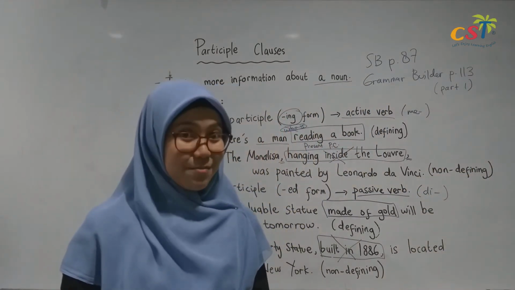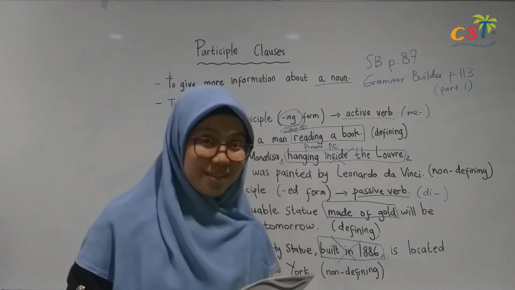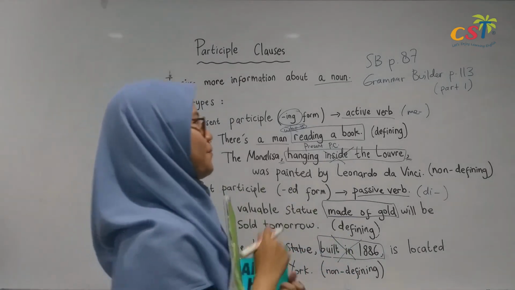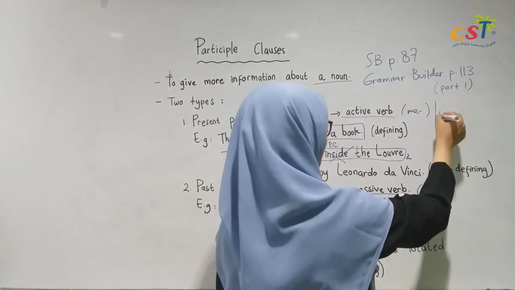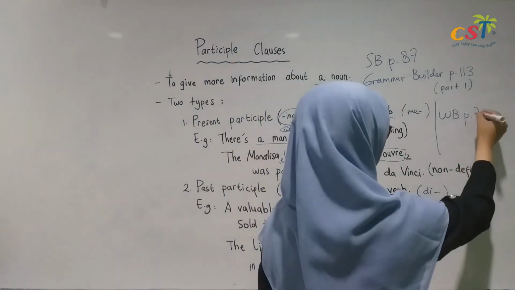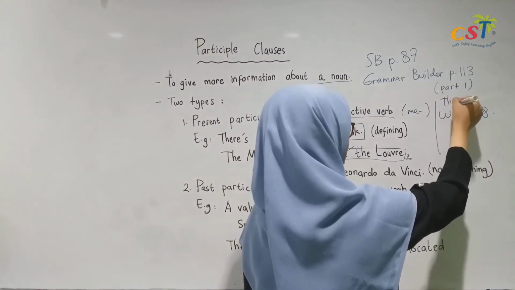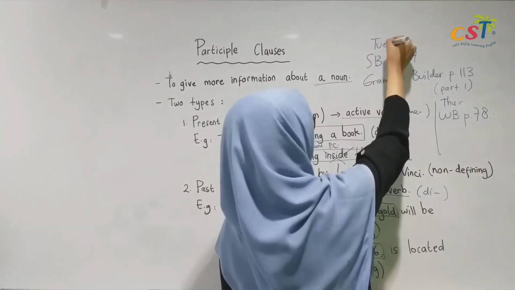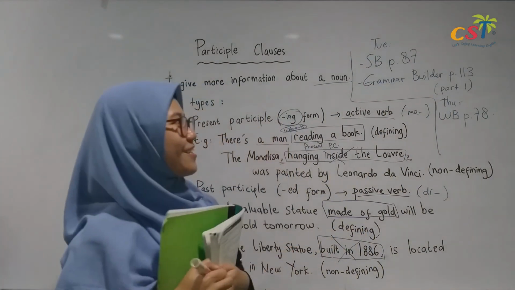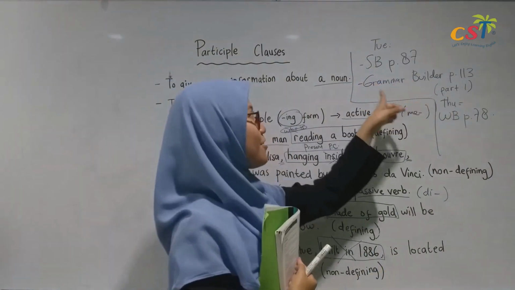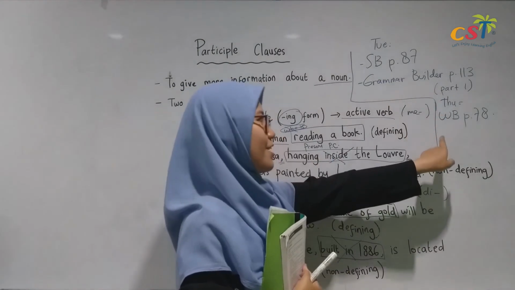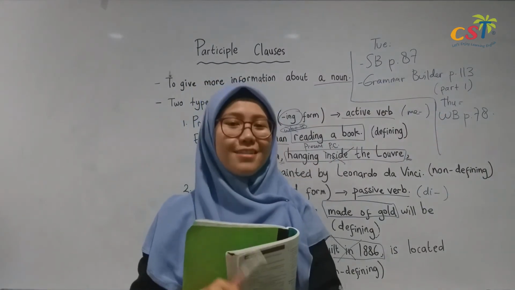For the next meeting, this video will be for 2 meetings. For the next meeting, you have to do your workbook, page 78. This one is for Thursday, and the other one is for Tuesday. Tuesday: student's book, page 87, and then continue with grammar builder, page 113, part 1. For Thursday, please do your workbook, page 78.